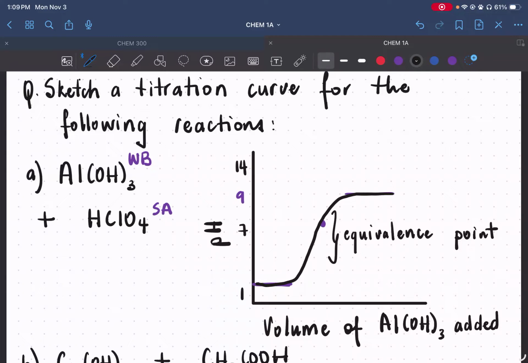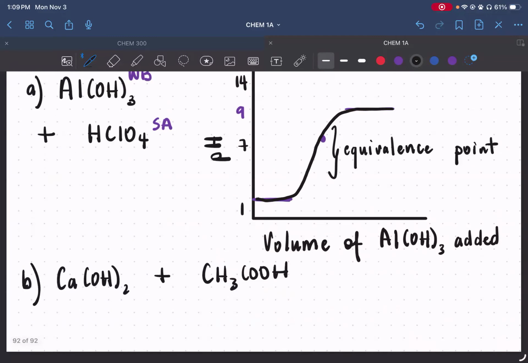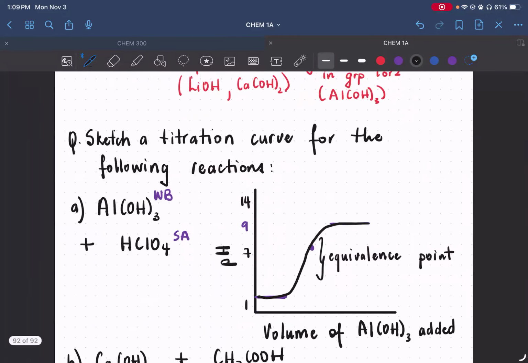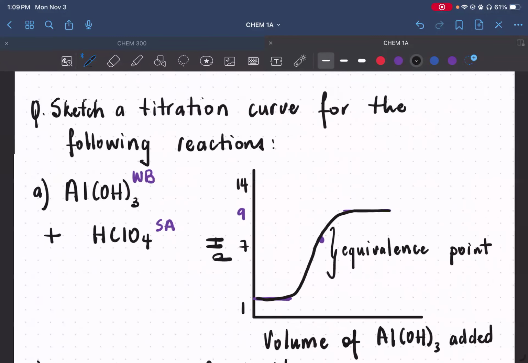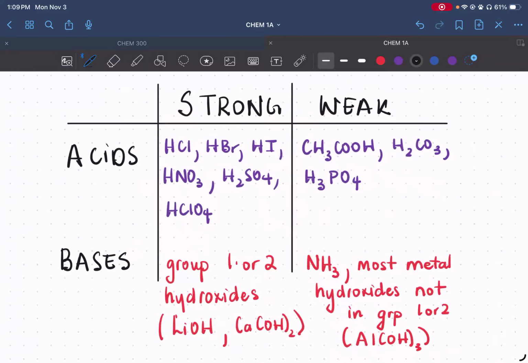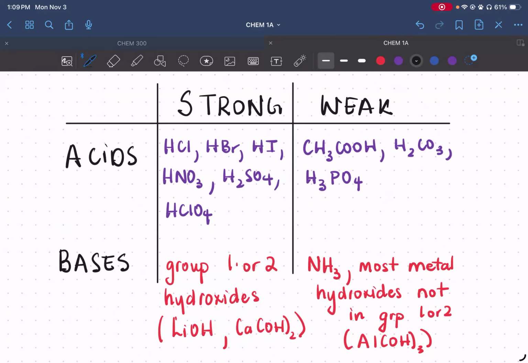Yes, Sarah. Question: will there be a list of strong and weak stuff? Ultimately, if what you're asking is whether I will give you this chart, I will not give you this chart. I do expect you to either memorize it, study it, know it, whatever, but you will not be given this chart. Yes? It will not be provided. Correct.